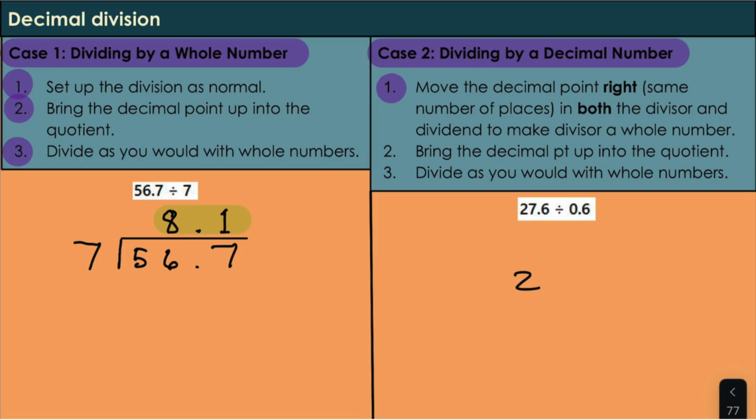27.6 multiplied by 10 is 276. 0.6 multiplied by 10 is 6. How many 6s go into 27? That would be 4 6s. And 4 multiplied by 6 is 24. The remainder is 3. How many 6s go into 36? That would be 6 6s. And I have my quotient 46.